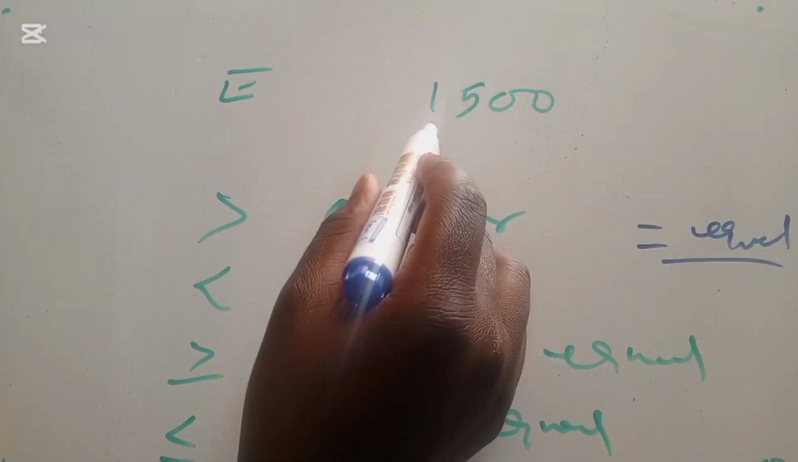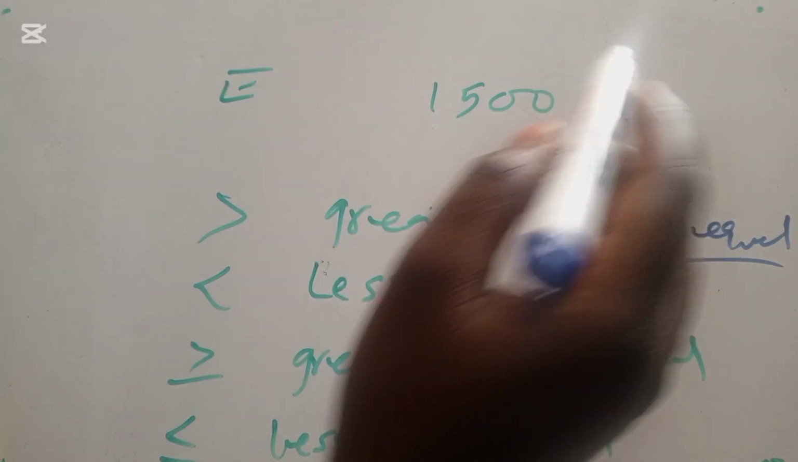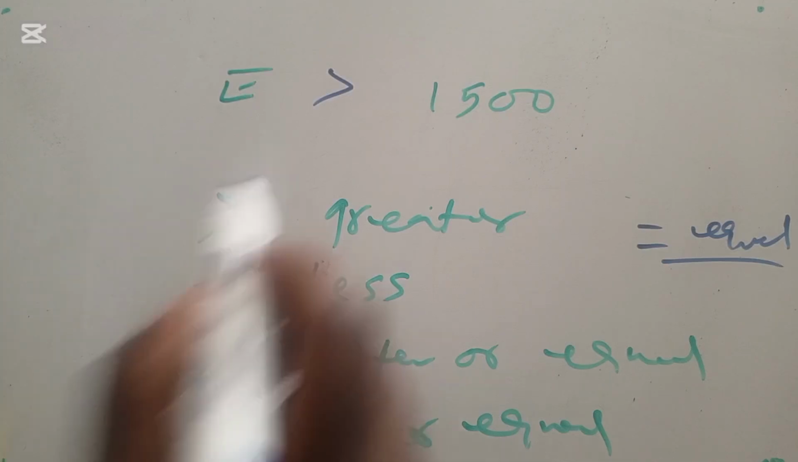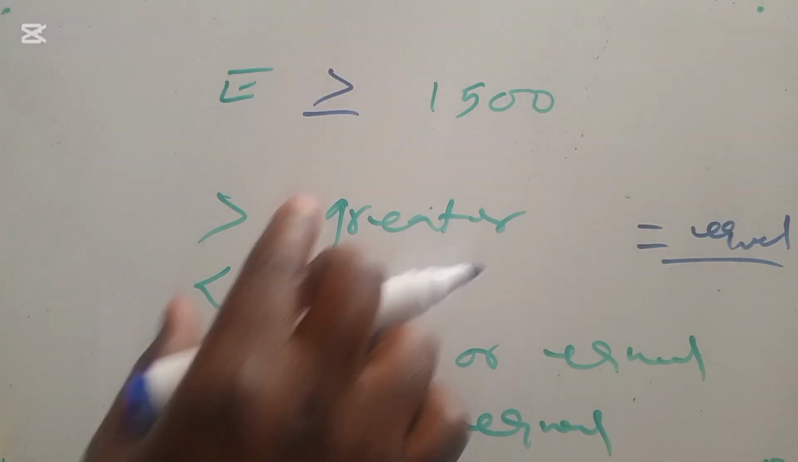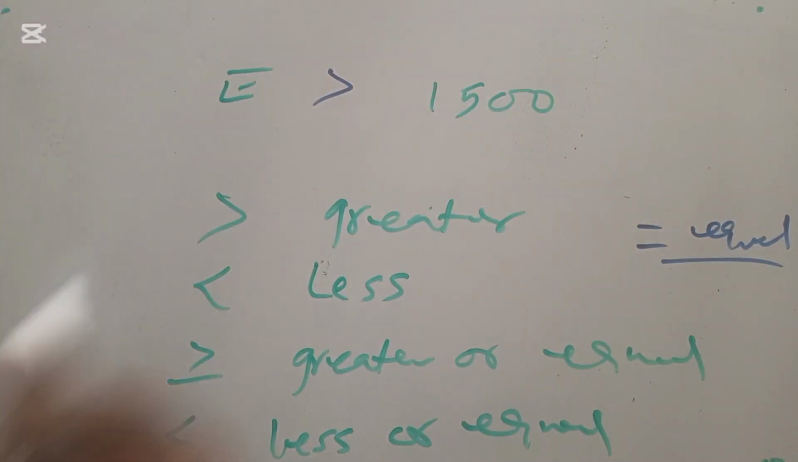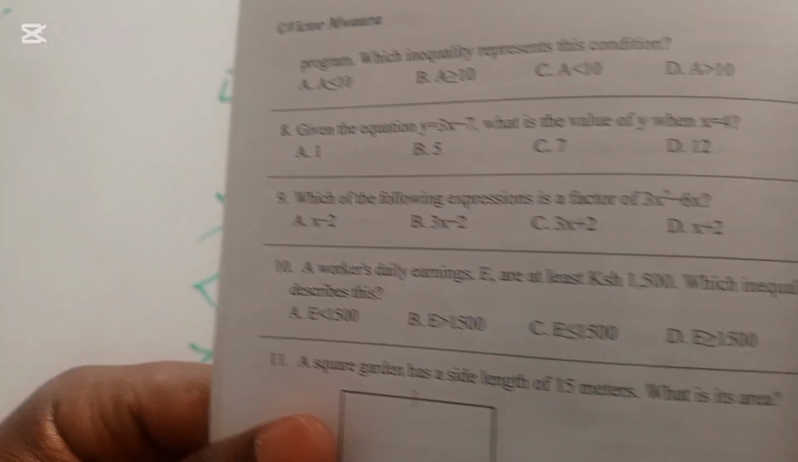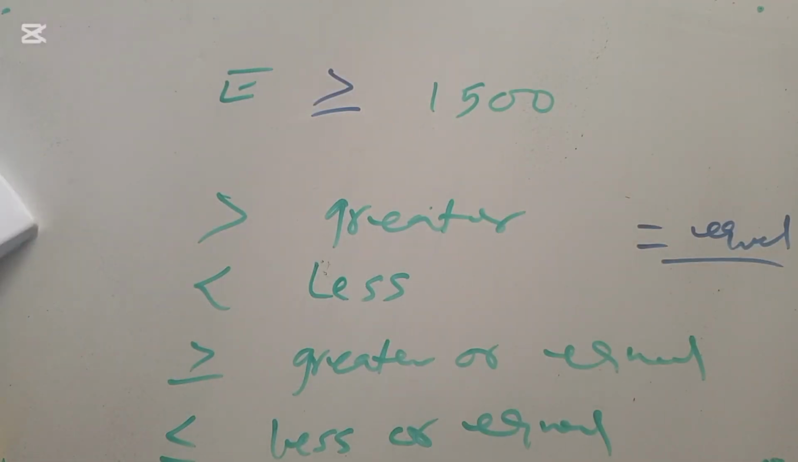We are told the employee gets at least 1,500. So they get this or greater. So you have first this greater, and then you put this equal, because 1,500 is included. However, if the question had asked the employee gets more than 1,500, you wouldn't have had this sign. But for this case, that is the best answer, and the best answer here is D. Yes, question 10, D.